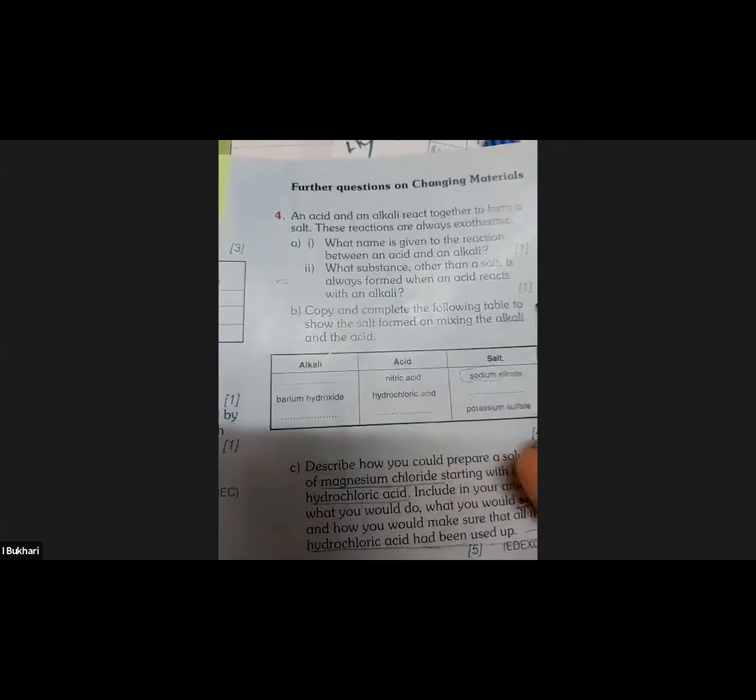Copy and complete the following table to show the salt formed on mixing the alkali and the acid. So let's fill up this table. What will react with nitric acid to form sodium nitrate? The cation of the salt comes from the alkali, and it has to be alkali. So you cannot just write sodium here. You will write sodium hydroxide.